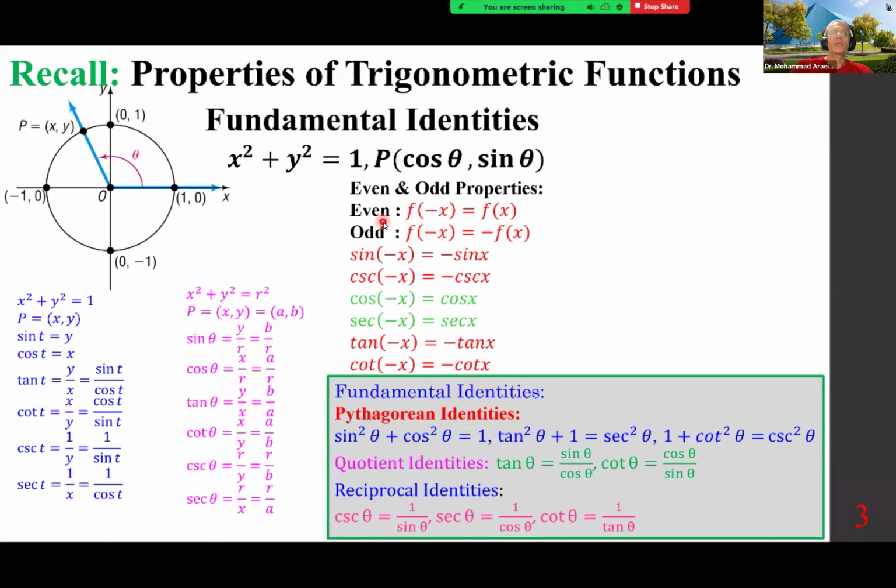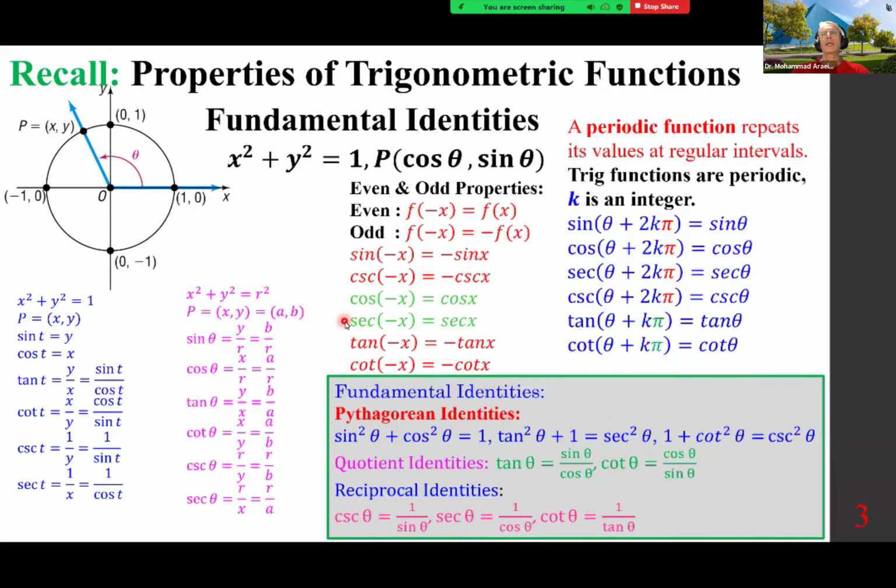Even and odd properties. Even means f of minus x equals f of x. Odd means f of minus x equals minus f of x. Also, trigonometric functions are odd except cosine and therefore secant. And a periodic function repeats its value at regular intervals. Trigonometric functions are periodic, where in this case k is an integer. Therefore, sine of theta plus 2k pi is equal to sine theta. The period is 2 pi for all trigonometric functions except tangent and therefore cotangent.